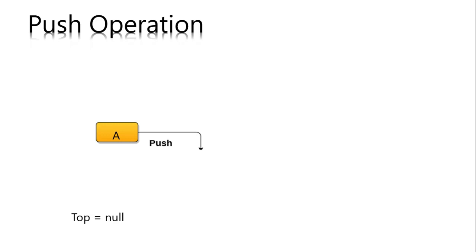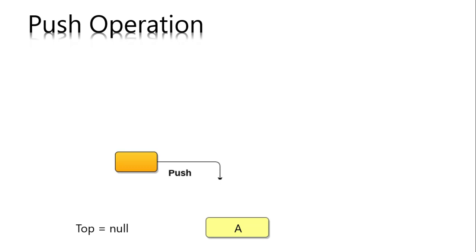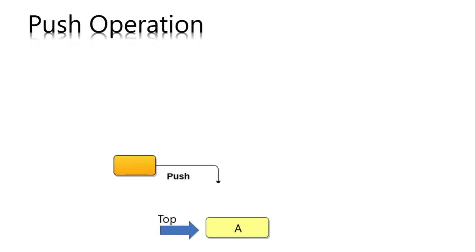And when we enter the element into a stack, it will look like this. Top points to the null, and then we enter an element A. Once we enter element A, we have to adjust the top to point to the new element, which is A. So now, top points to A.